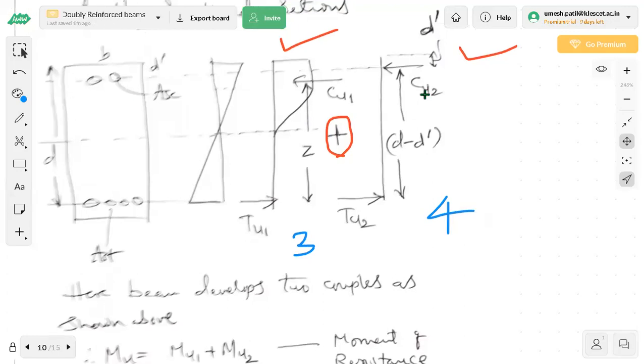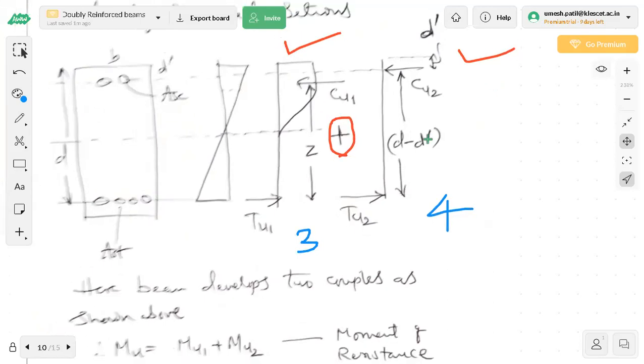Now we try to understand what is CU2. CU2 is the compressive force developed in the compression steel. So CU2 is equal to stress in the compression steel into area of compression steel. That is simple stress formula. Stress is equal to load by area. Load is equal to stress into area. So CU2 is equal to stress into area. So stress in compression steel into area of compression steel, which comes later actually. That also I will show you.